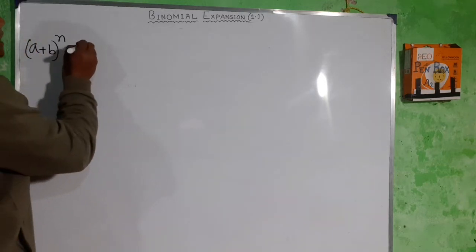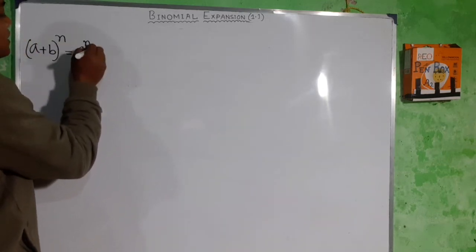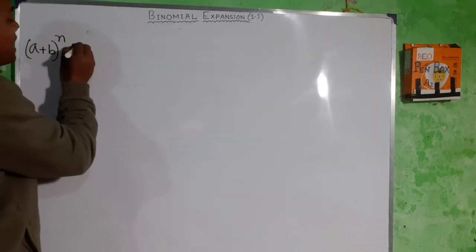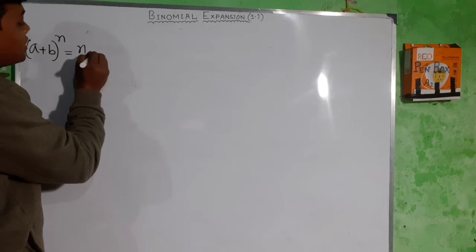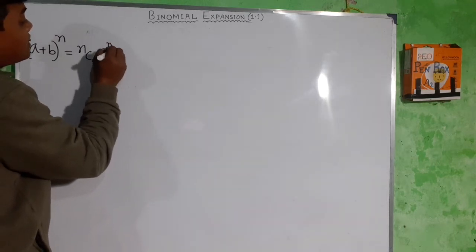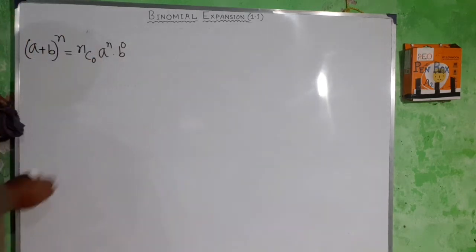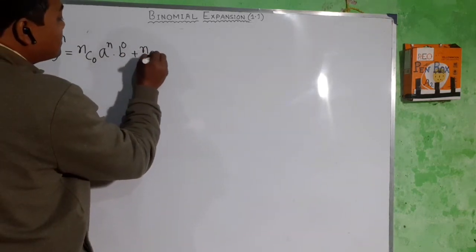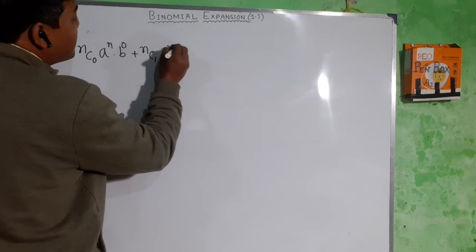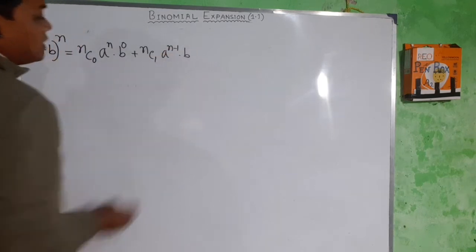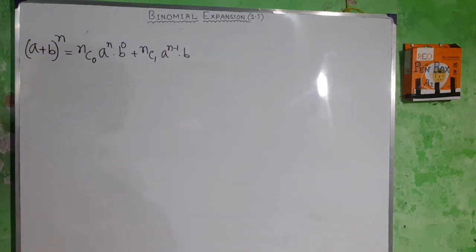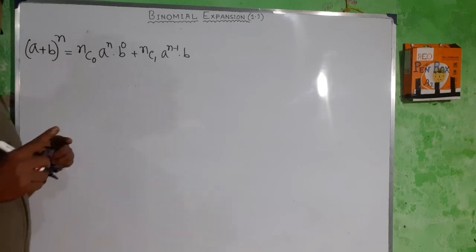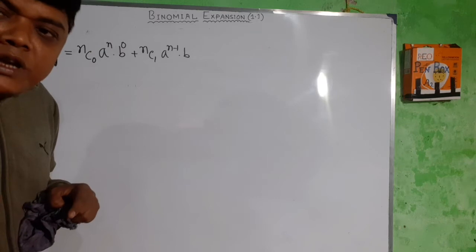So this is a to the power n plus, first of all I must write nC0, a to the power n, b to the power 0, plus nC1, a to the power n minus 1 into b. The index of a decreases and the index of b increases by unity.